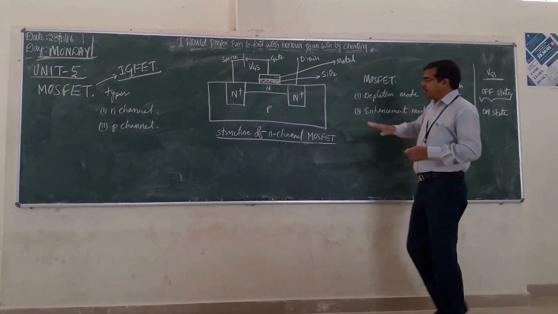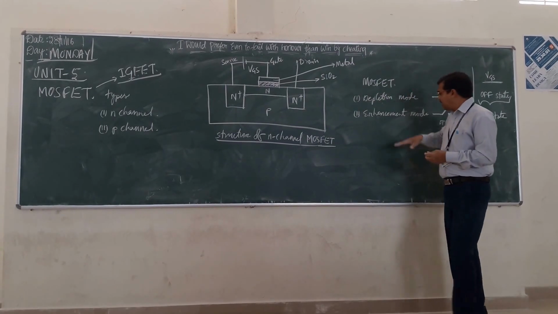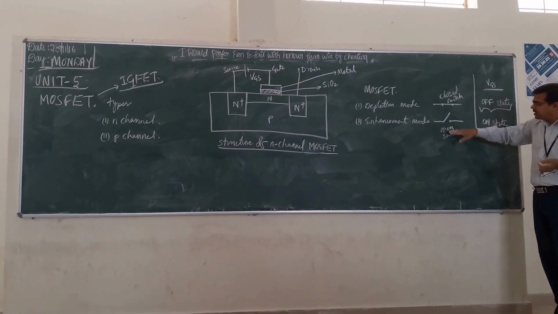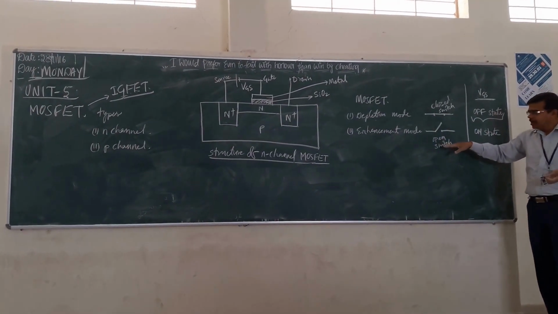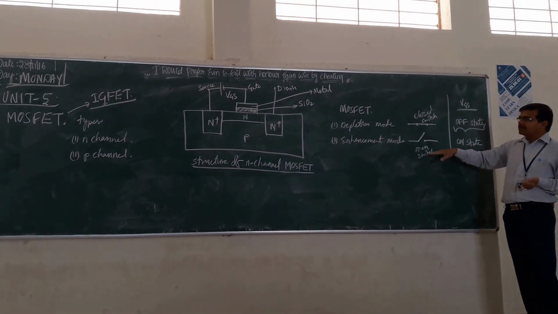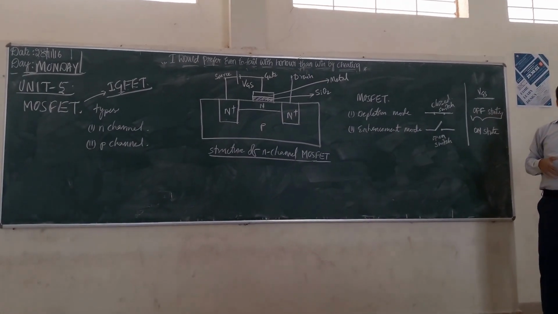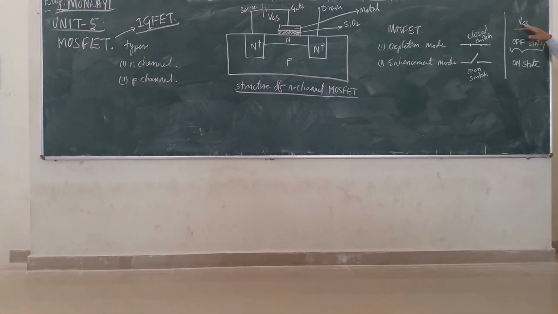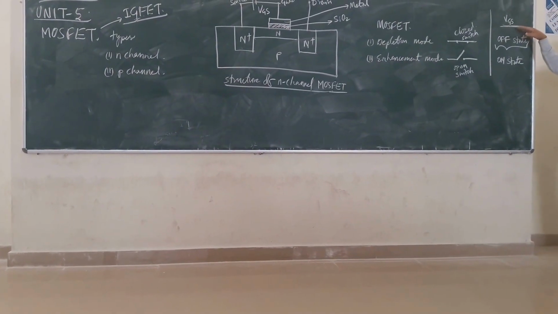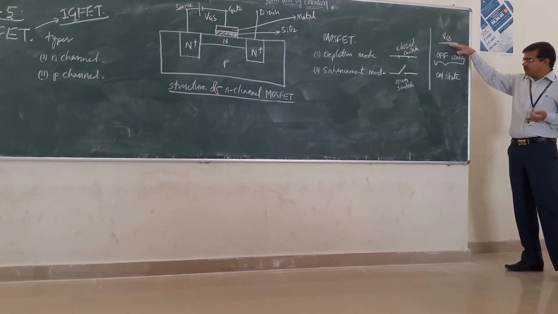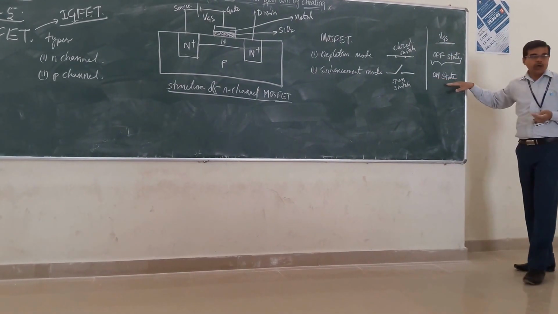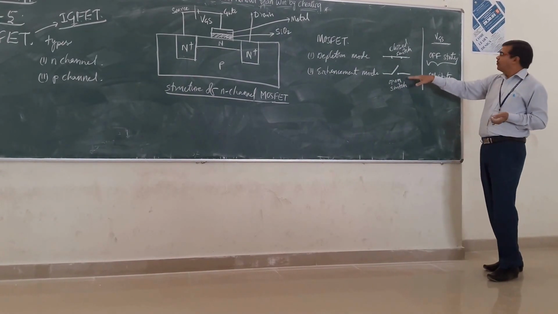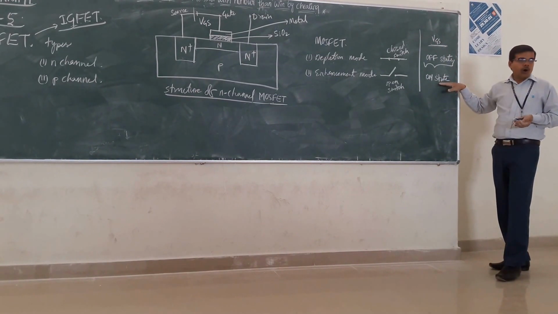Another mode of operation is that we can use your MOSFET in enhancement mode. When we are going for enhancement mode, here it is like an open switch. As it is like an open switch, we need the external voltage across your gate and source. What will this external voltage do? This external voltage will make your MOSFET go to on state. Earlier it is open, which means it is off. We are using the external voltage so that it can be in on state.